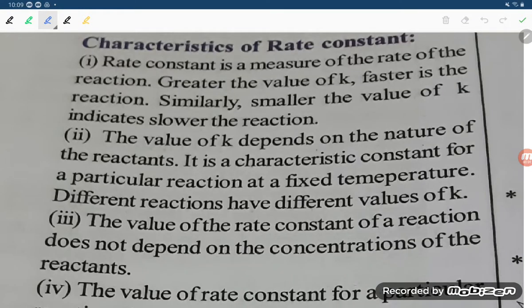Hello students, today we are going to understand the characteristics of the rate constant. Okay, characteristics of rate constant.